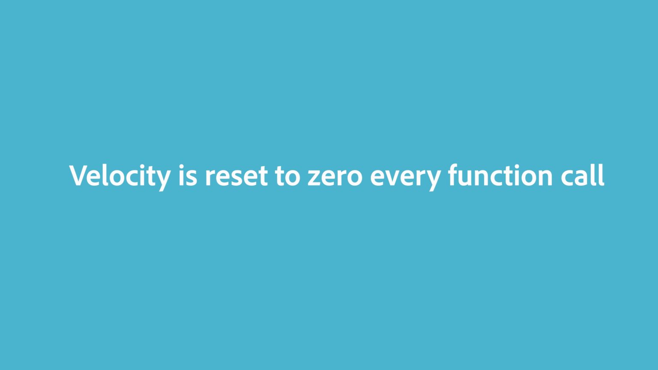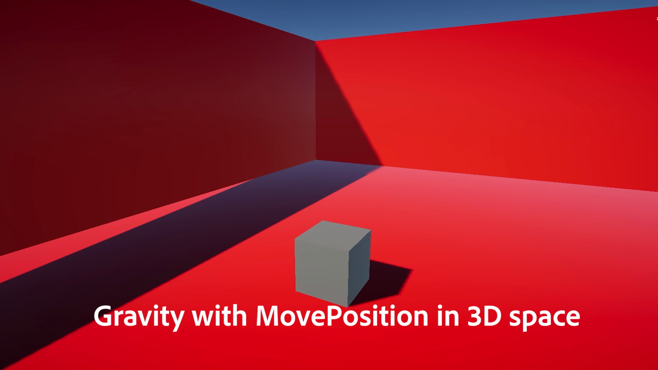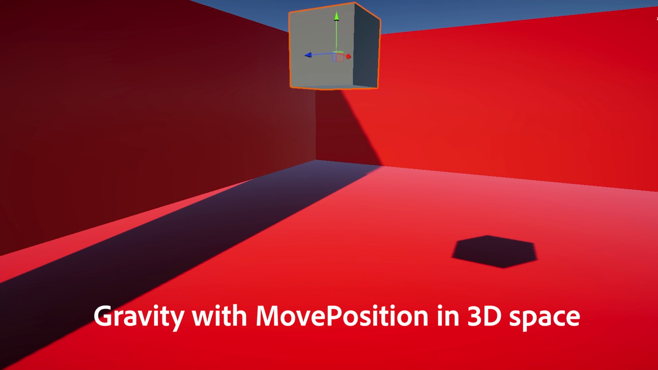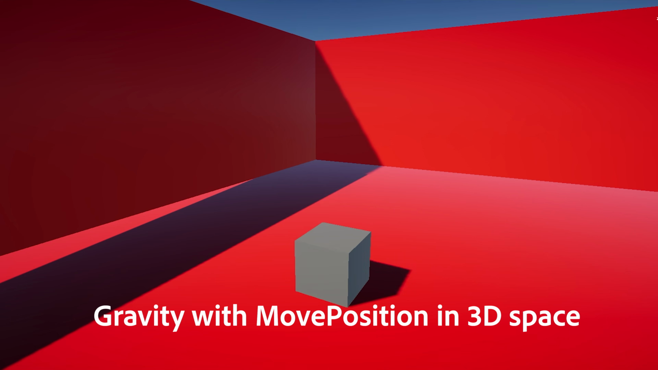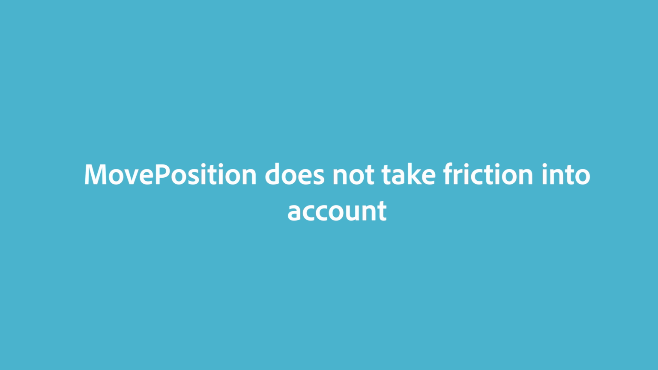Now, the confusing part of this is that in the 3D space with a 3D rigid body, gravity works completely fine. Confusing, right? So my conclusion with this is that this is either a bug or it is an inconsistency in Unity's physics engine. The last thing to consider with move position is that it does not account for other physics properties such as friction, so just know that you can't manipulate friction and expect it to affect movement when using move position.